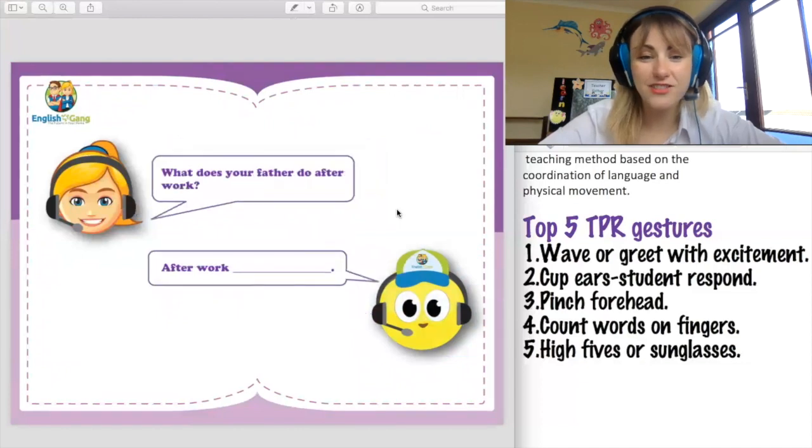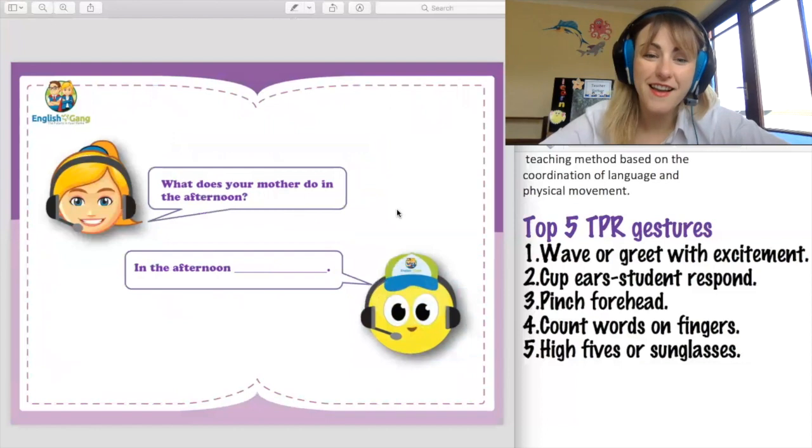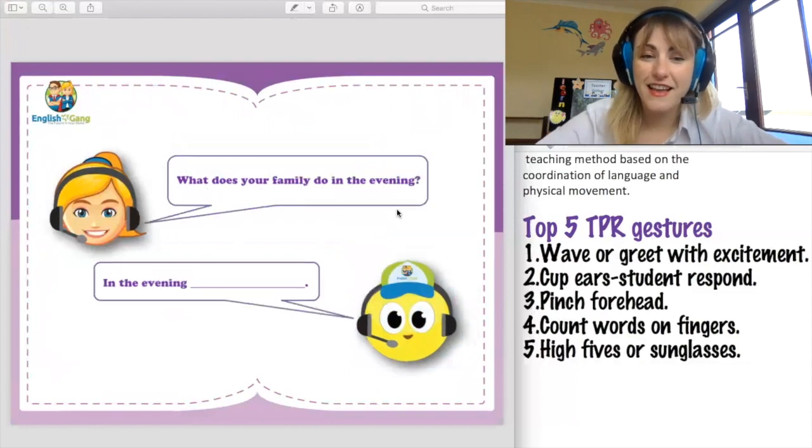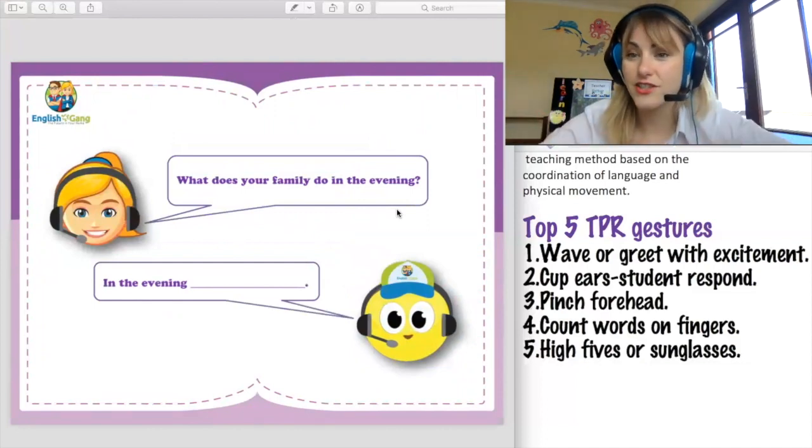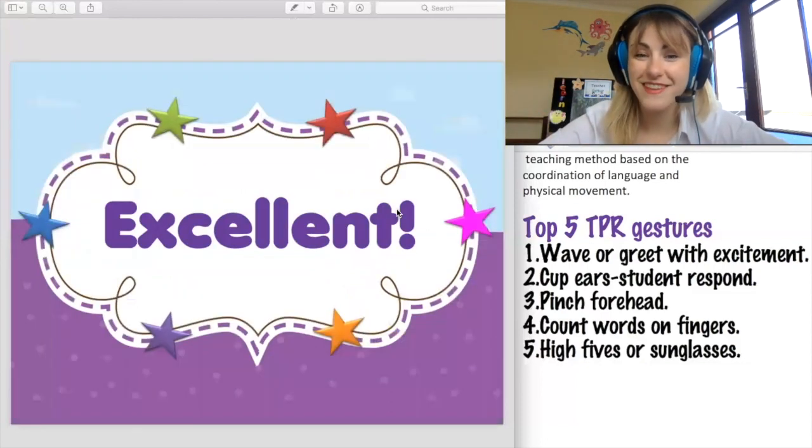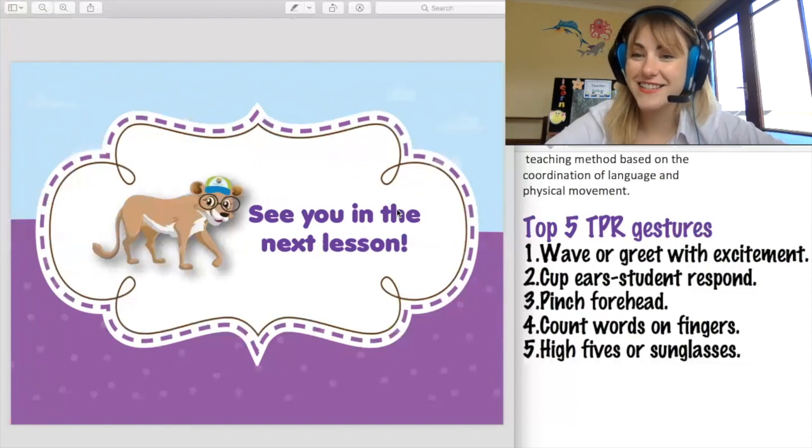So again, just share, draw out information. You can even ask them about their interests, favorite movies, anything like that. This is a very nice part of the lesson to also just have a conversation and get to know your student. So yes, that's our tips and tricks for using TPR gestures in English Gang's lessons.